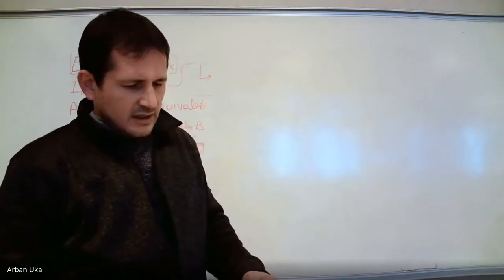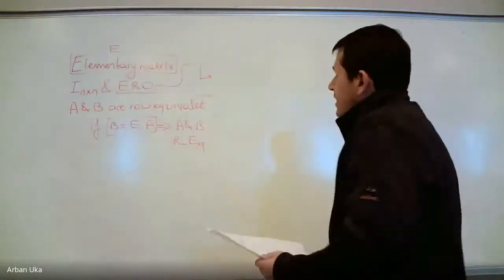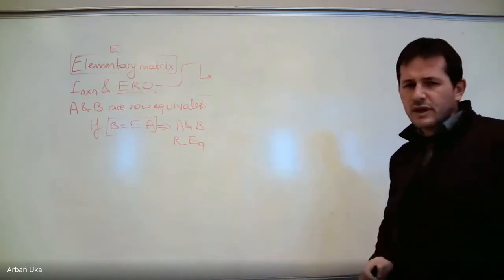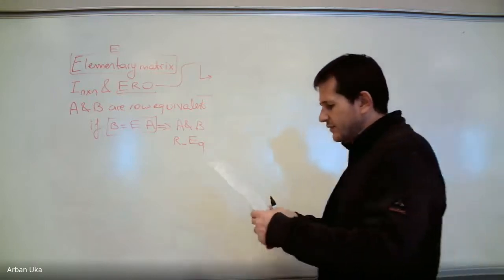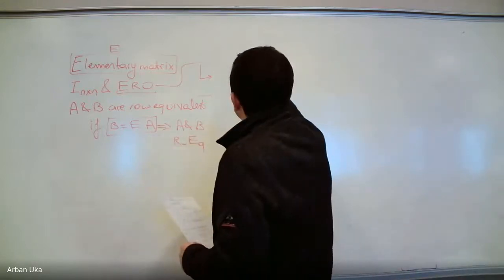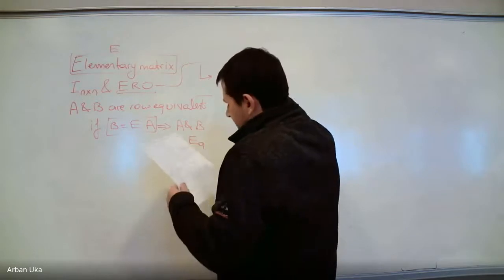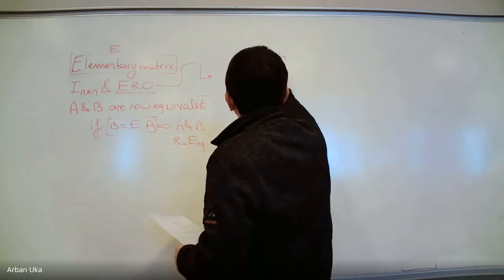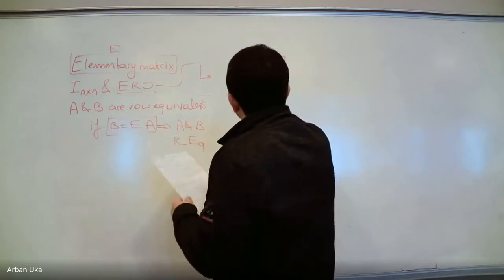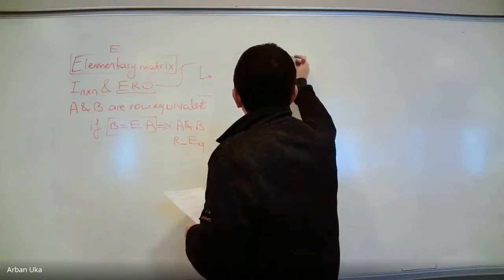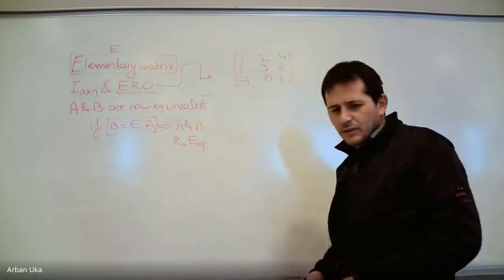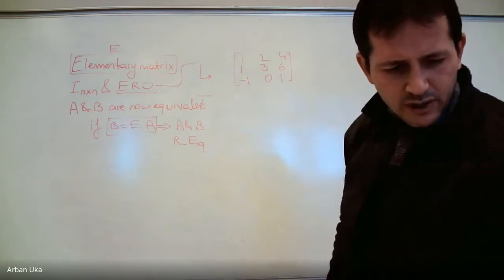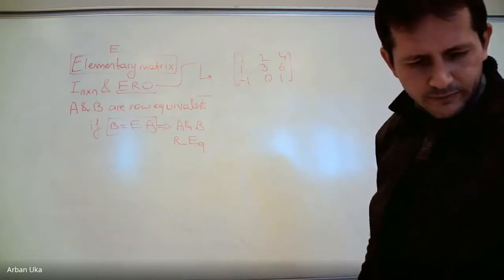Now, let's see. So far, we're looking into these definitions that are on the board, and then we look at a different problem, which we can pose like this. Assume that we have a matrix A, which is 1, 2, 4, 1, 3, 6, minus 1, 0, 1, minus 1, 0, 1. Let's say that we want to determine the inverse of this matrix. But how can we do this?